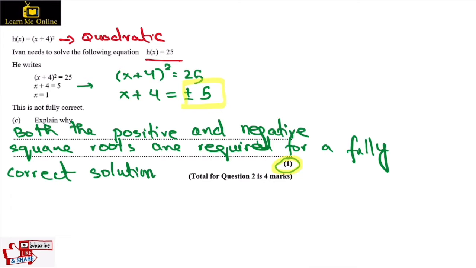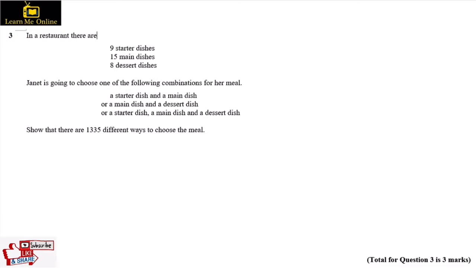Here we have got the next question now, which is for 3 marks. It's always a good idea to look at the marks that the question we are attempting is for. So this says that in a restaurant, there are 9 starter dishes, 15 main dishes, and 8 dessert dishes. Janet is going to choose one of each of the following combinations for her meal: a starter and a main dish, or a main dish with a dessert, or a starter, main dish, and a dessert. Show that there are 1335 different ways of choosing the meal.